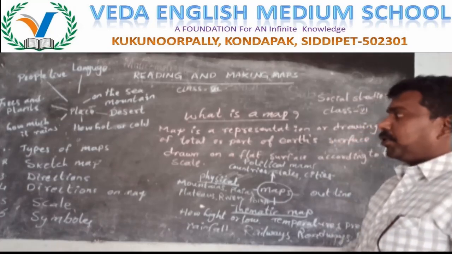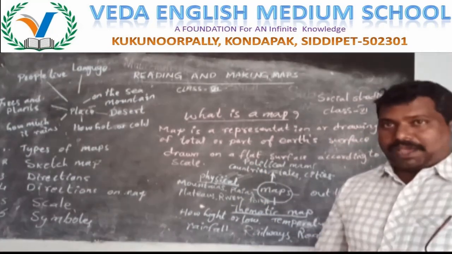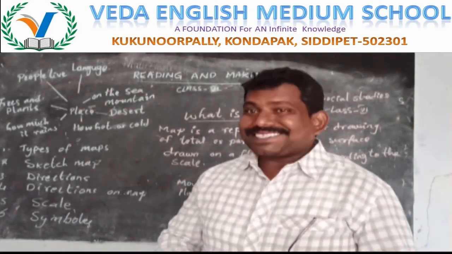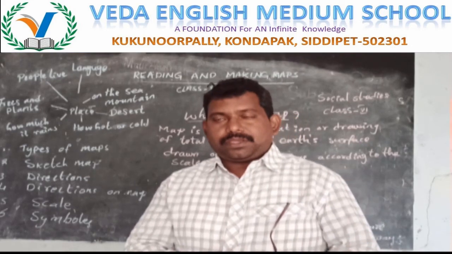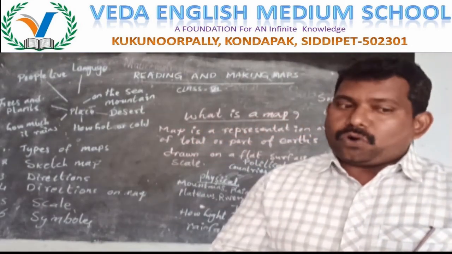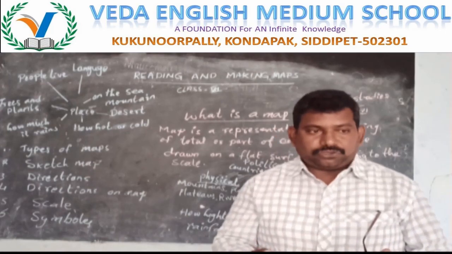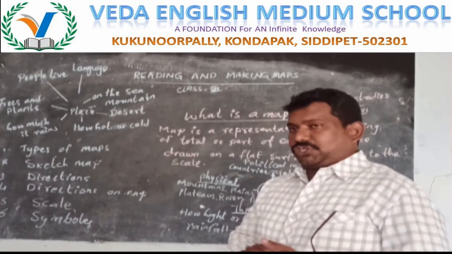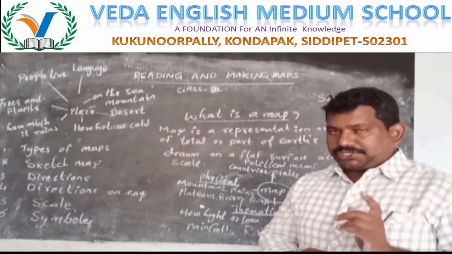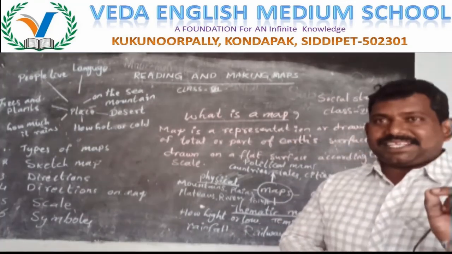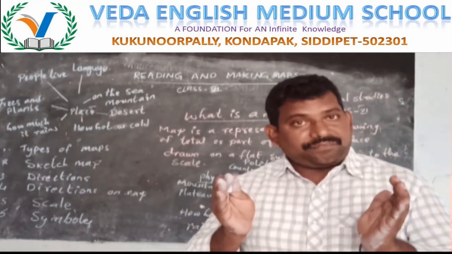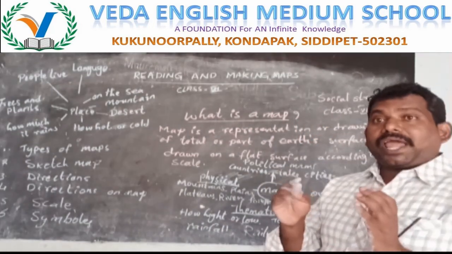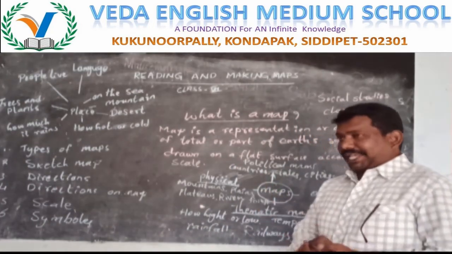Next, you know about the sketch map. What is a sketch map? A rough drawing or a painting or the outline diagram is called a sketch map. I repeat, listen carefully. What is a sketch map? A rough drawing, painting or the outline diagram is called the sketch map.